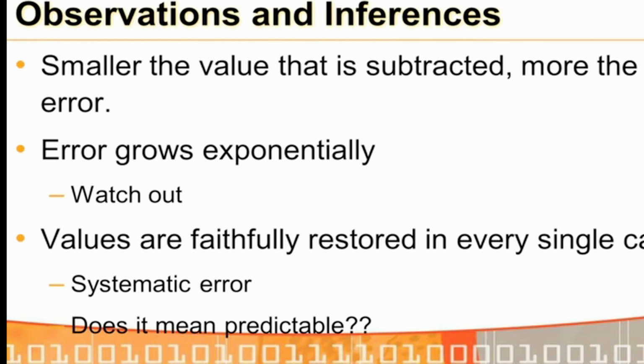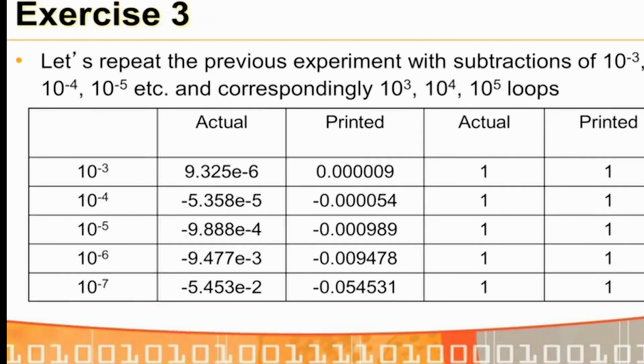This is a question that we need to answer. But just note here that if I want to become more and more accurate by increasing my floating point precision, and keep decrementing by say 10 power minus 5, minus 6, minus 7, then the amount of error that accumulates becomes exponential. It increases exponentially.